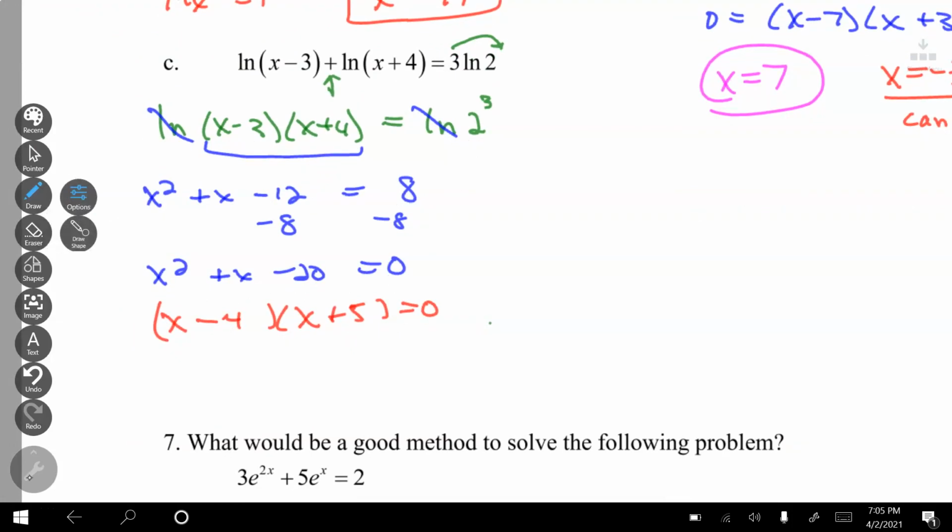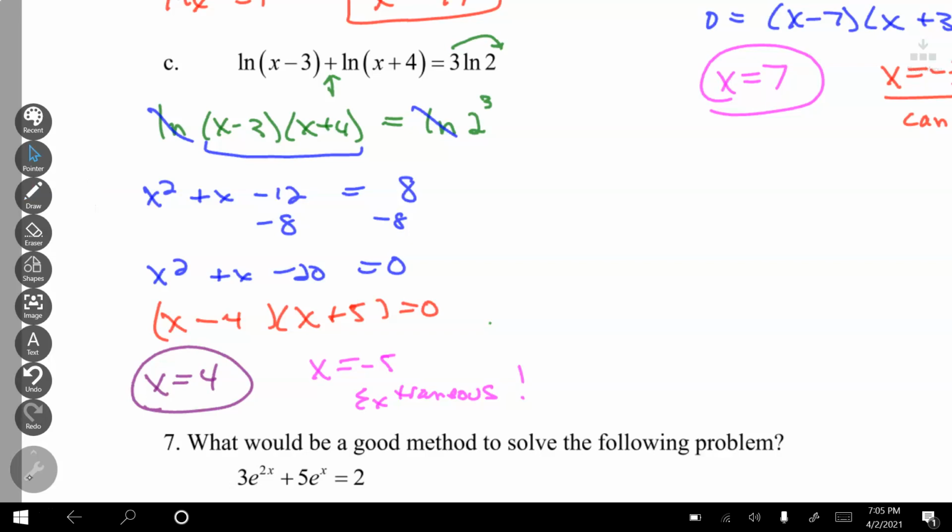And when I solve this, I get a couple solutions. I get x equals 4, which is a good solution. And I get x equals negative 5, which I know is extraneous, because I cannot get a negative as a solution for x because I can't do logs of negative numbers. So I can't do that.